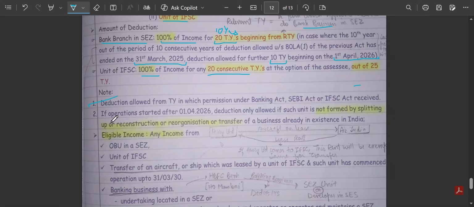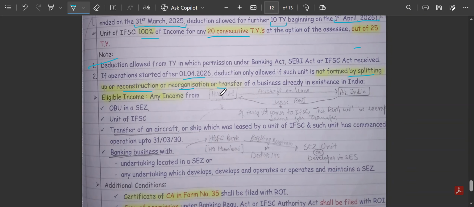And then, if the operations of these businesses have started after 1/4/2026, the deduction will only be allowed if it is not formed by splitting up or reconstruction or reorganization of or transfer of an existing business. Means it should be a fresh business. Then only it will be eligible. Then talking about the income on which it will be able to get deduction, the income means any income from offshore banking unit in an SEZ or any income of a unit in IFSC. They will get a deduction on that.